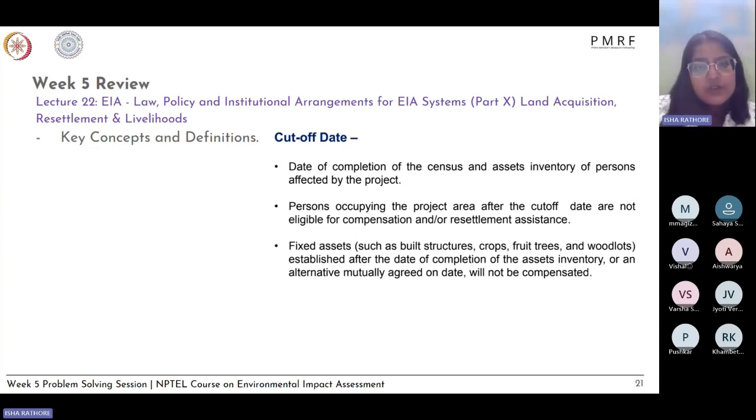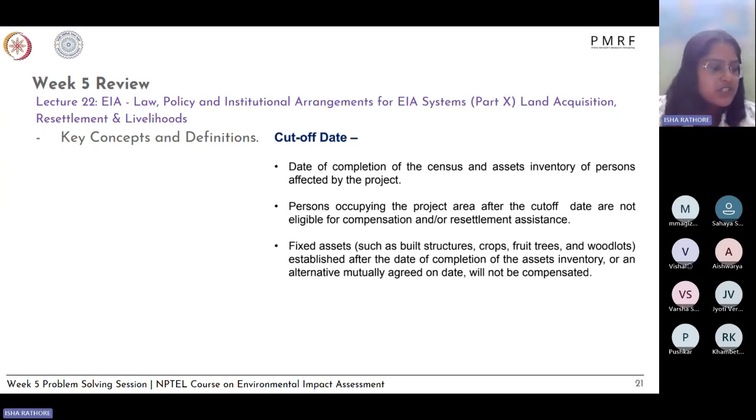Next one is the cutoff date. So this is the date of completion of the census and assets inventory of persons affected by the project. It includes that persons occupying the project area after the cutoff date are not eligible for compensation and or resettlement assistance. Fixed assets such as built structures, crops, fruit trees, and woodlots established after the date of completion of asset inventory or an alternative mutually agreed on date will not be compensated.